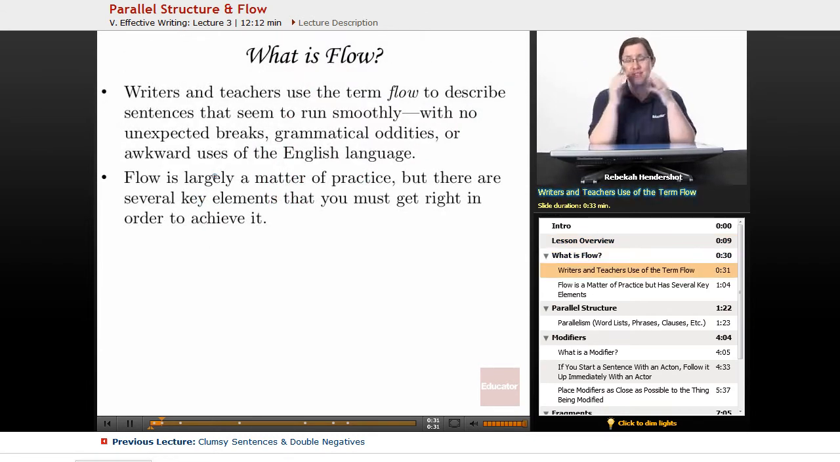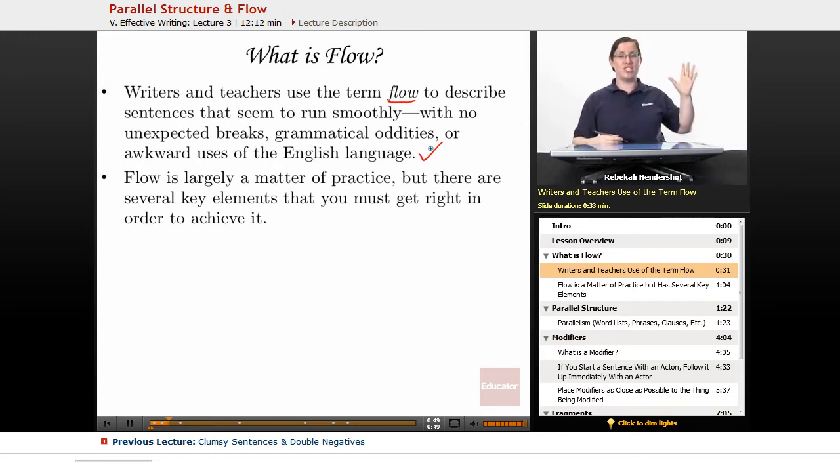Alright, what is flow? Writers and English teachers use the term flow to describe sentences that seem to run smoothly, with no unexpected breaks or grammatical oddities or awkward uses of the English language. The idea that a sentence flows means that you read through it and your eyes just slide right through it to the end and you get the meaning and you don't stop to look at how the sentence is put together, or why did they say that. There's nothing to pull you out. It's like water flowing through a stream. It looks like one continuous thing from a distance.